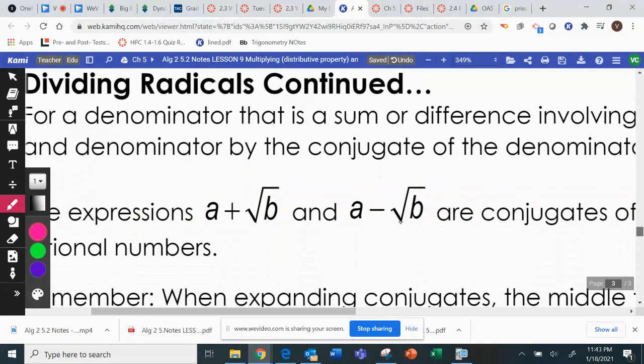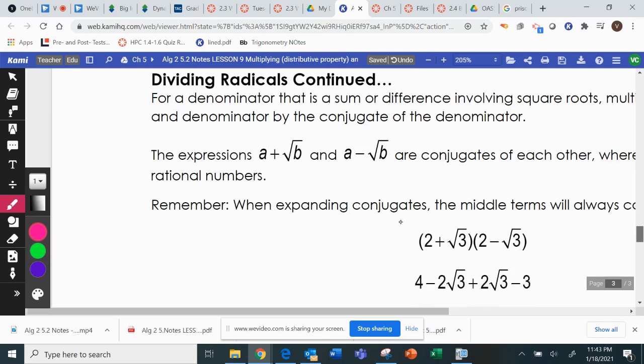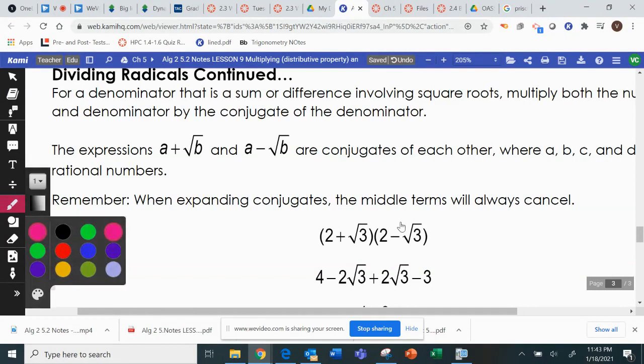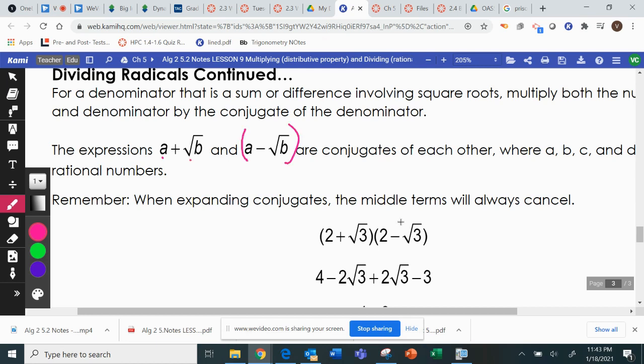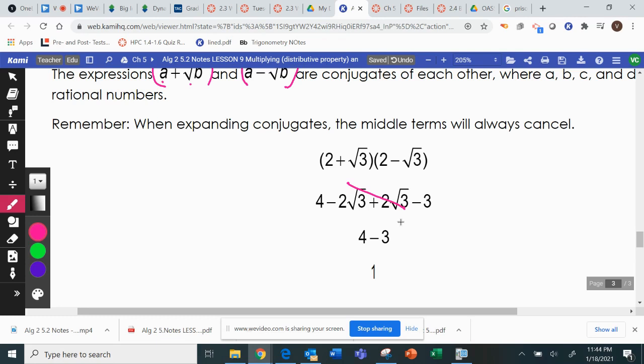Okay, the last section would be just a little bit about conjugates. We went over that just a little bit ago. When we multiply conjugates, we have a binomial times another binomial. Okay, these are binomials. They have the exact same first term, the exact same last term, but one is plus and one is minus. And when we do that, we multiply all these out, the middle 2 terms will cancel. So it's just like multiplying a squared minus b squared.